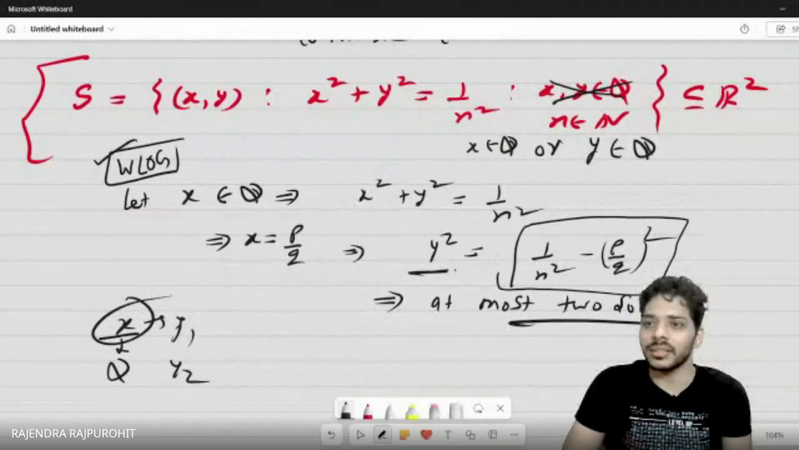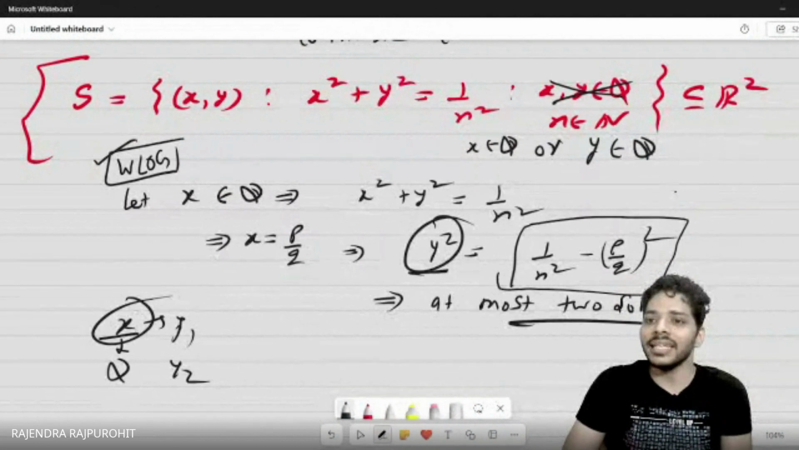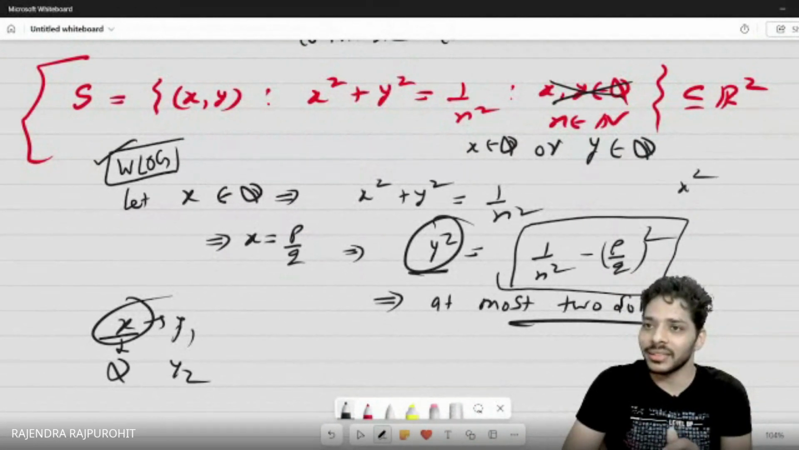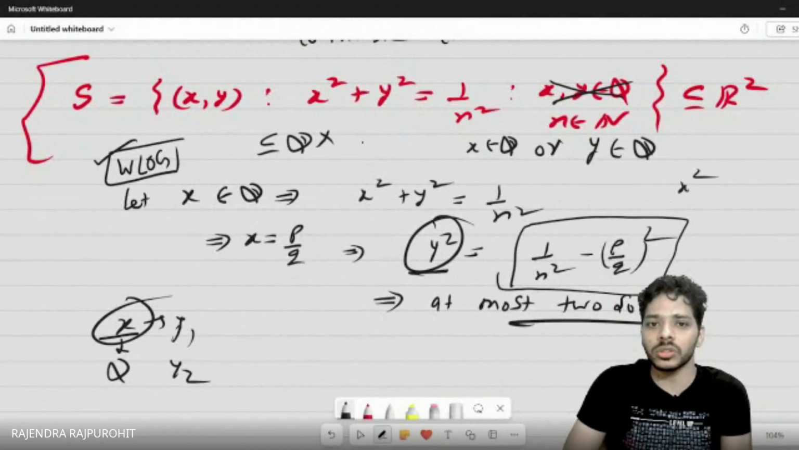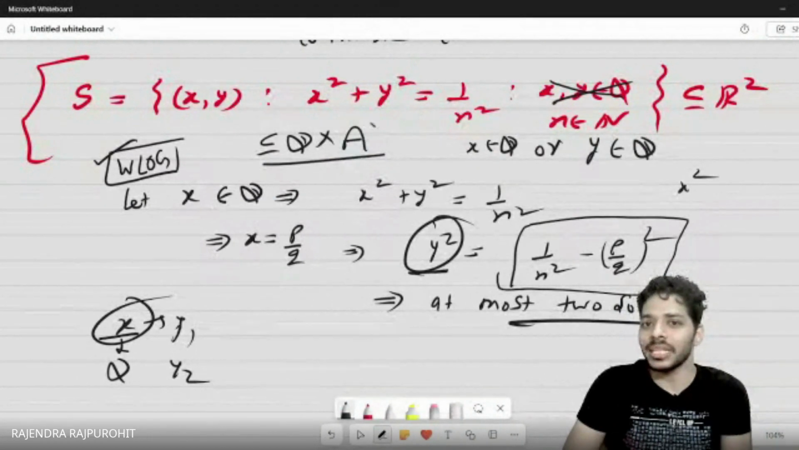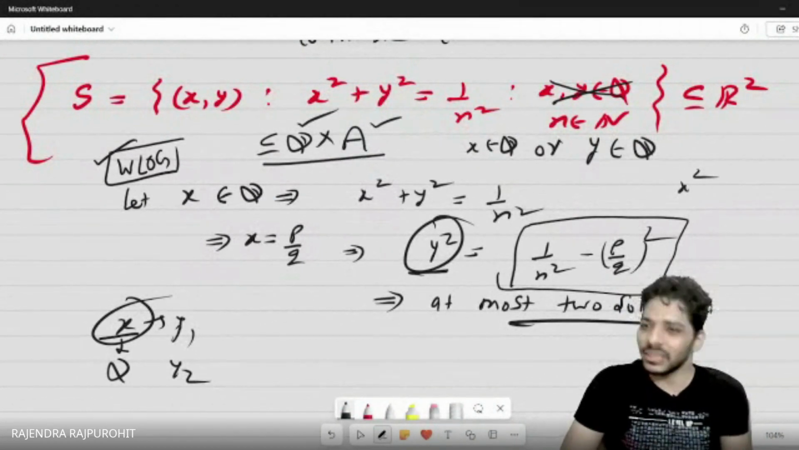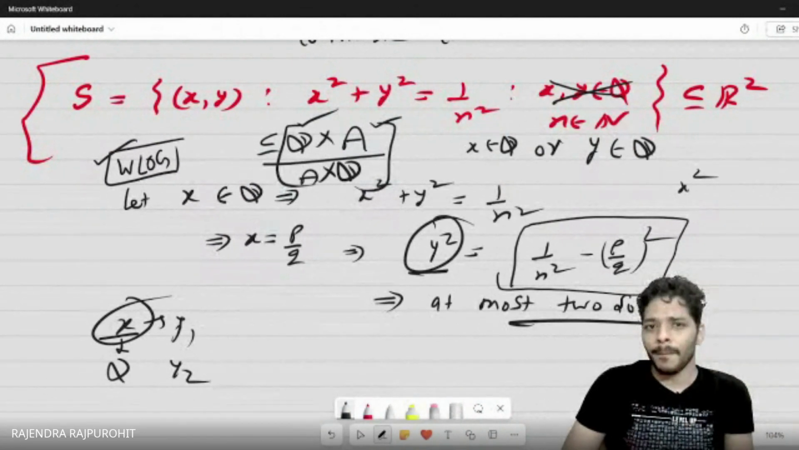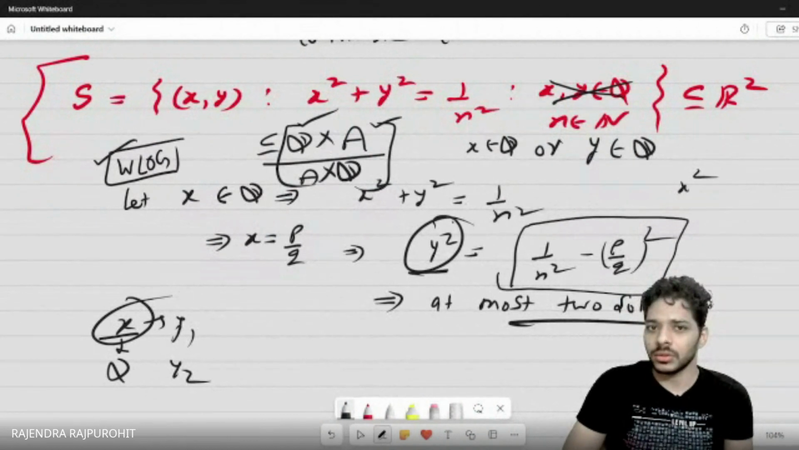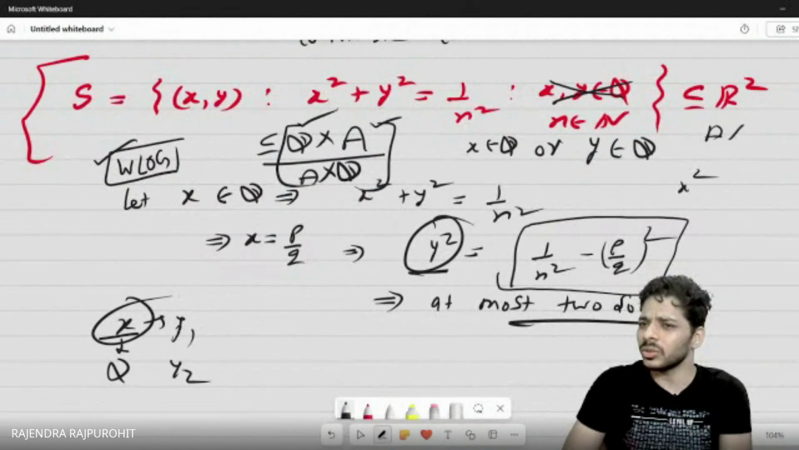So Y may be irrational, yes, Y may be irrational, but it cannot be transcendental. It will be algebraic because the square is rational. Getting me? Any irrational number whose square is rational is actually an algebraic number. So this S is actually contained in Q cross A, the set of all rational numbers and the set of all algebraic numbers. Or you can write it vice versa, A cross Q. It can be both of them at most. That's it. Because you can choose the opposite too, right? So at most A cross A, I don't think it can exceed that.